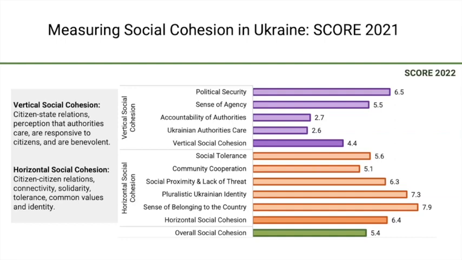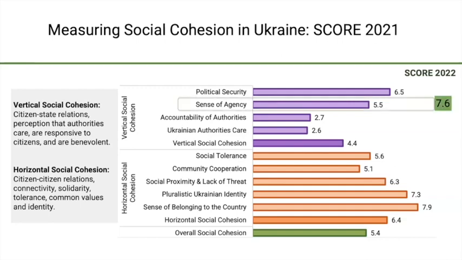Here, when we look at this picture, what is high, what is low, what needs our attention, we can see that vertical social cohesion needs more attention than horizontal. Accountability of authorities and Ukrainian authorities' care, the sense of neglect and sense of care, are low. These are scores out of 10. So if 0 meant nobody thinks that authorities care and none of the authorities are accountable, and 10 means everybody is absolutely sure that authorities are accountable and they care for different parts of Ukraine and their citizens.